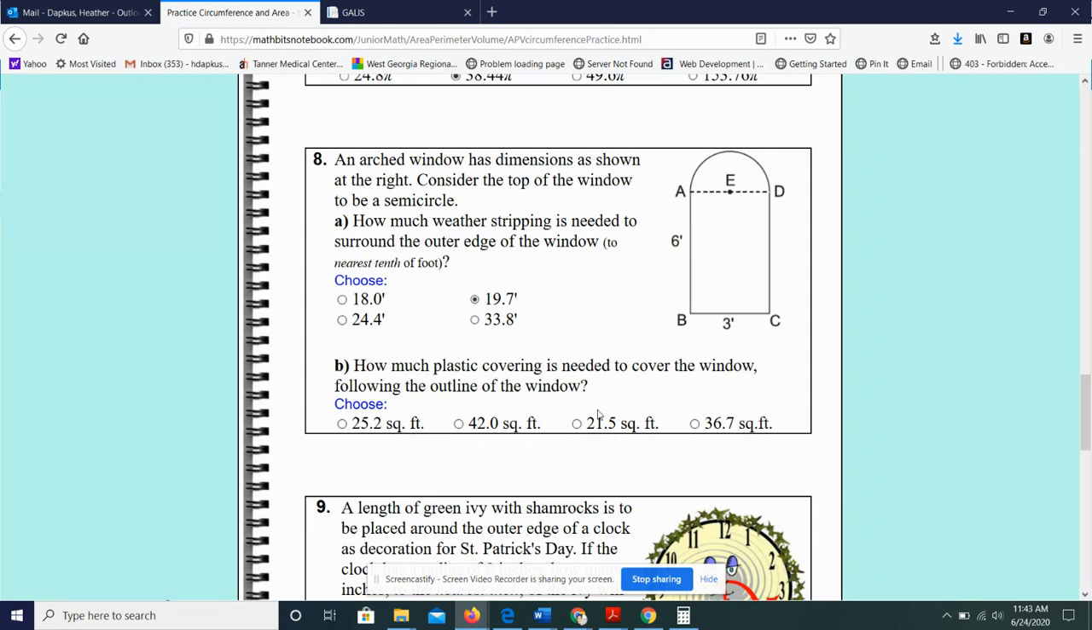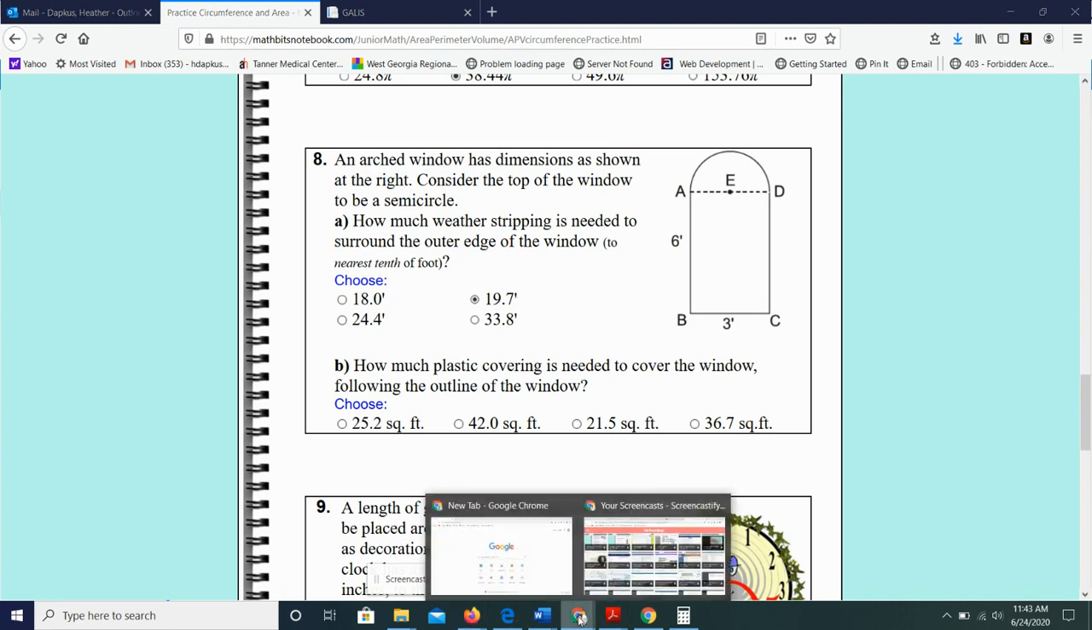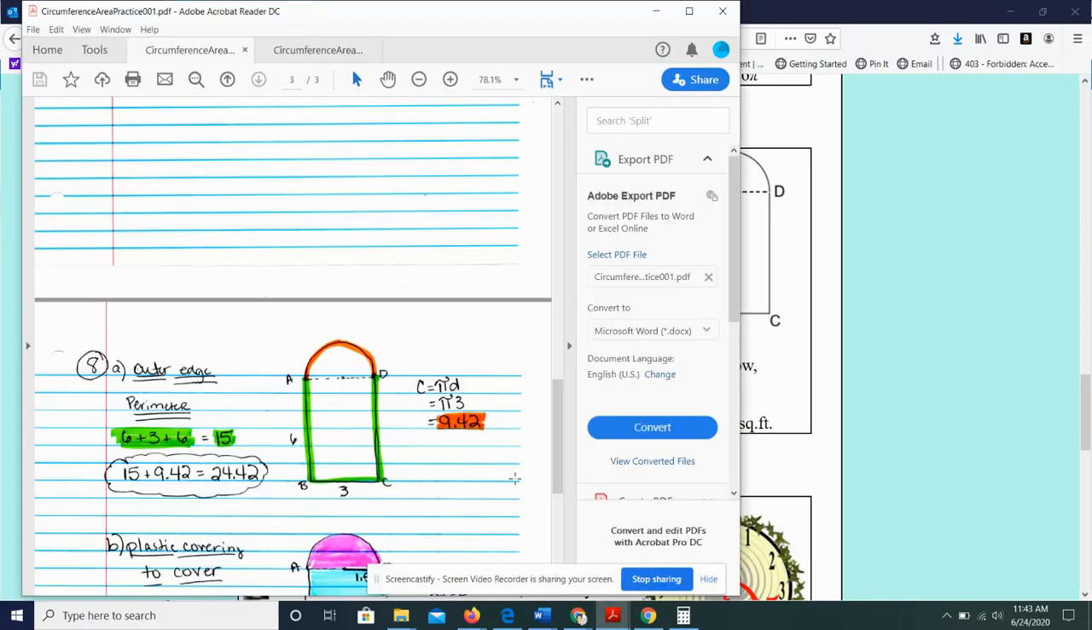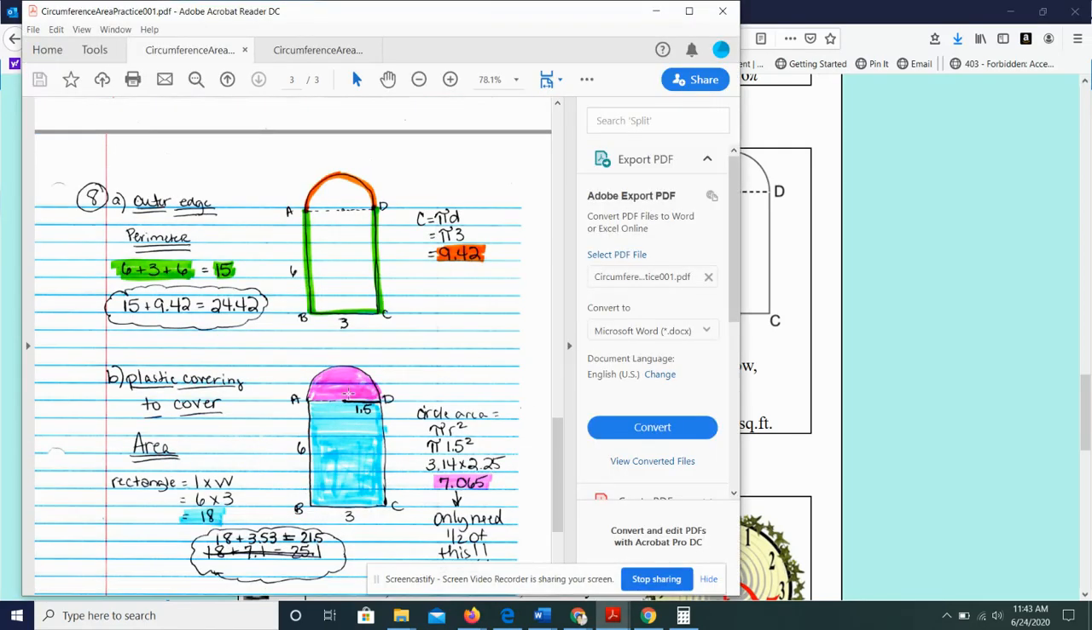Okay, so here we're doing the area. Remember, the area of a rectangle is length times width. So that area would be 18, right? Let's come back over here to where I worked it. Okay, length times width. So that area in blue is 18.